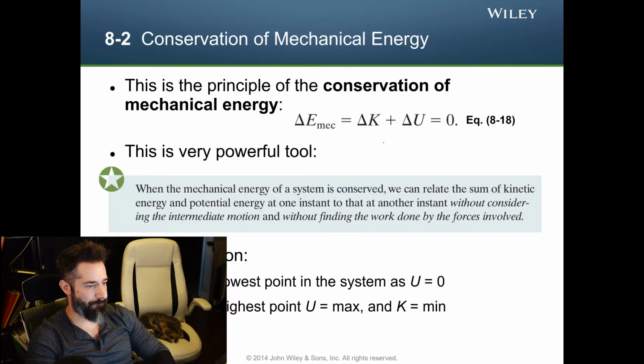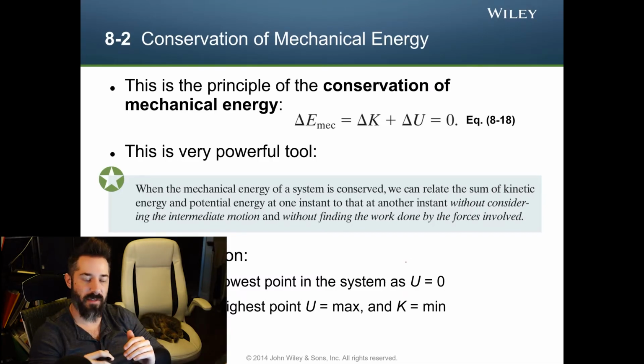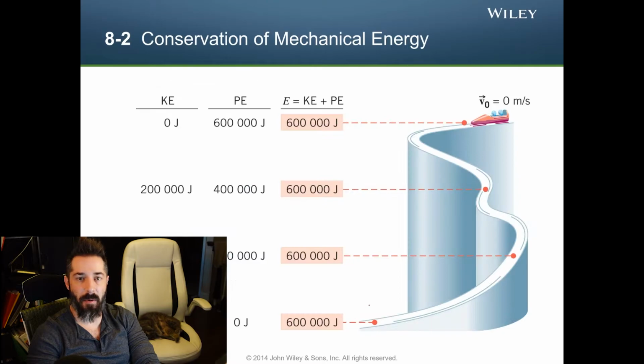Again, mechanical energy of the system is conserved. We can relate the sums at any instant. So more of the same stuff. If you find a place where the potential is 0, then the kinetic must be a max. That's just a piece of information if you're trying to figure something out, because these book problems are giving you all different situations, right? So if you find that the potential energy is at max, then the kinetic energy must be at its minimum.